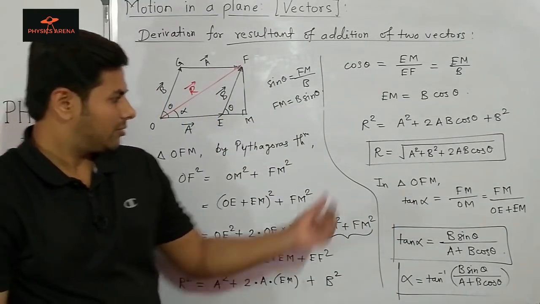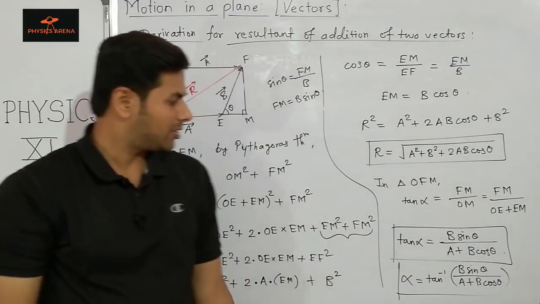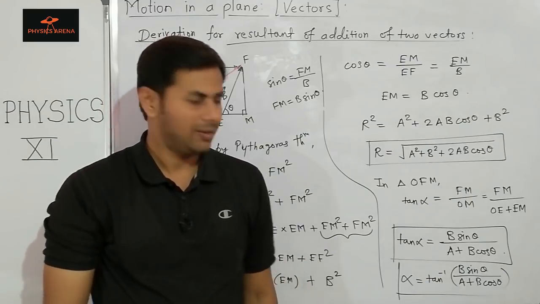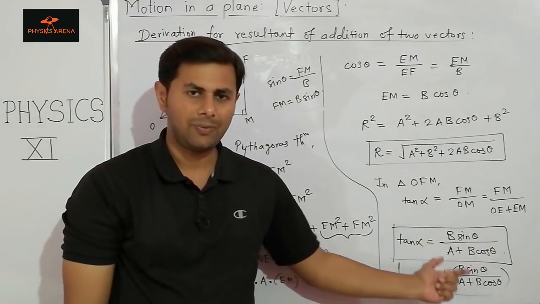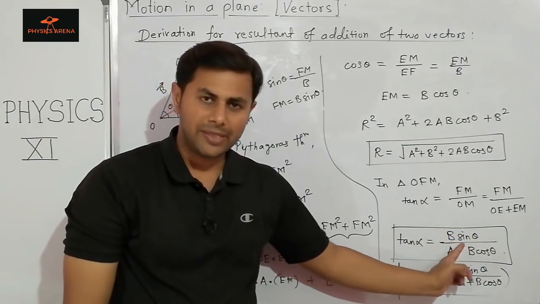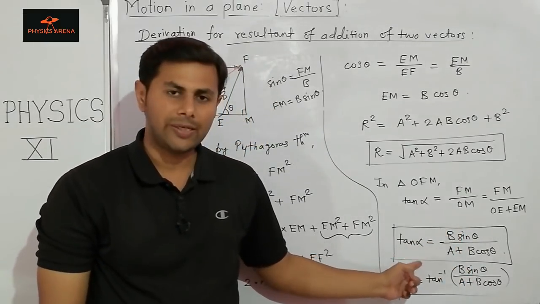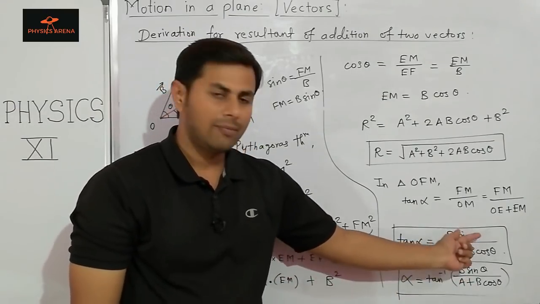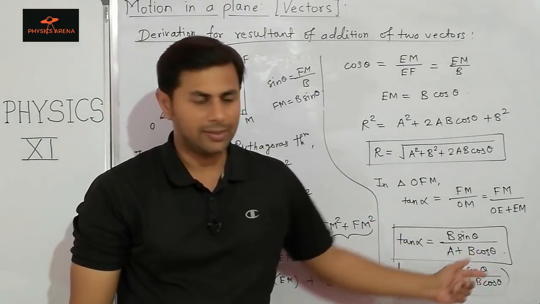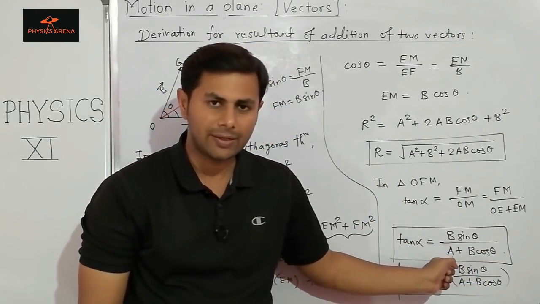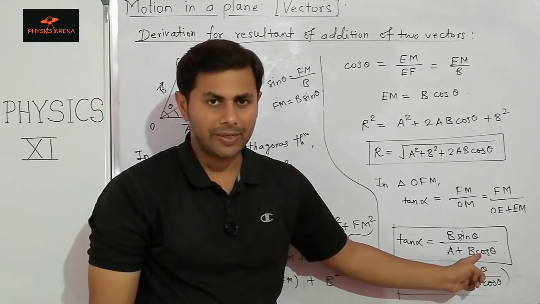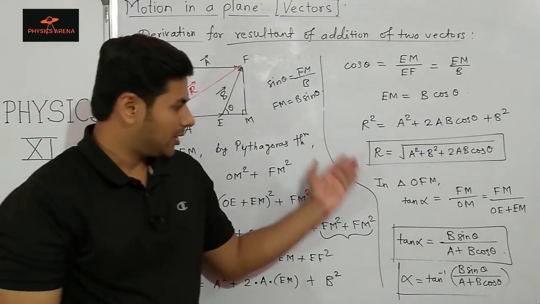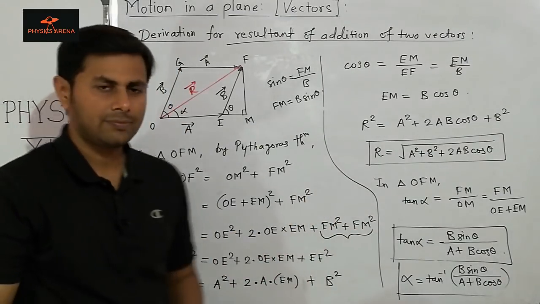Okay, so we found the magnitude and direction of the resultant. It is inclined at an angle alpha with the first vector. And how do we find that angle alpha? We take tan of that angle, which is equal to the magnitude of the second vector multiplied by the sine of the angle between the two vectors, divided by the magnitude of the first vector plus the magnitude of the second vector into the cos of the angle between the two vectors. So this is how we find magnitude and direction.